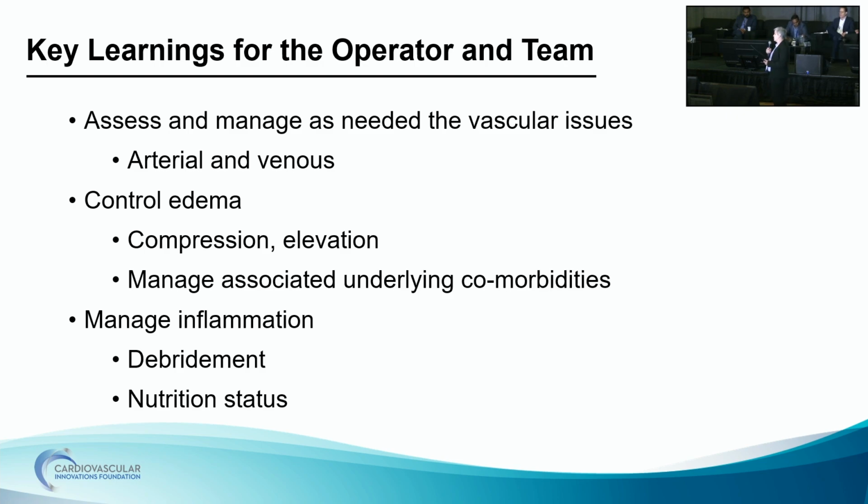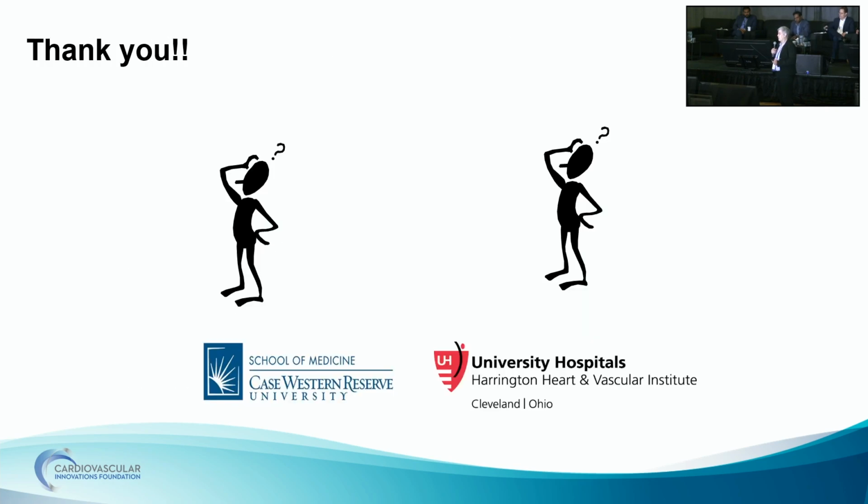So our key learning objectives in these patients with difficult to heal wounds: make sure you have an awareness and an understanding of what their arterial state is as well as their venous state. You have to control edema with compression and elevation and manage all of those underlying comorbidities. And then most importantly, it's usually that inflammatory state, and we have to manage the inflammation, debridement, nutritional support, compression, et cetera. With that, I thank you for your attention.